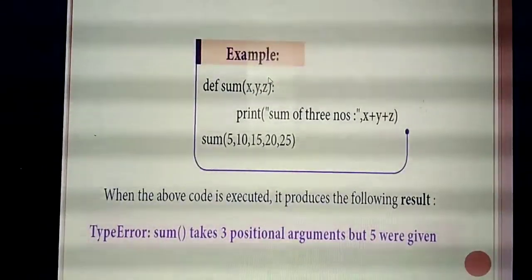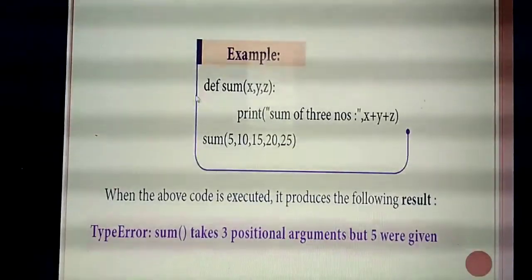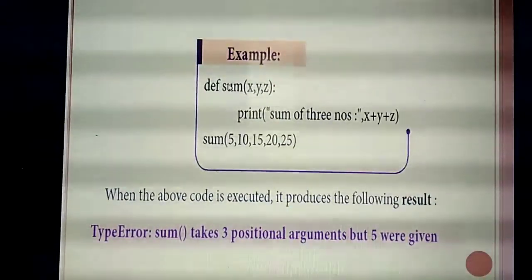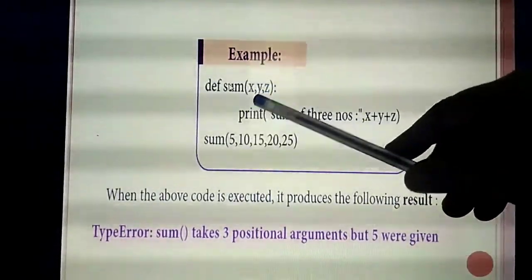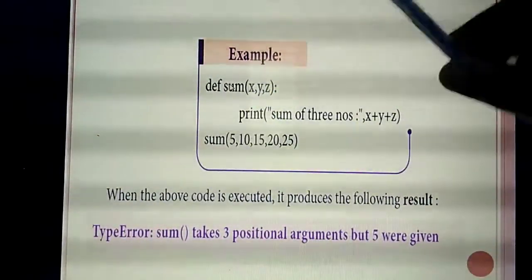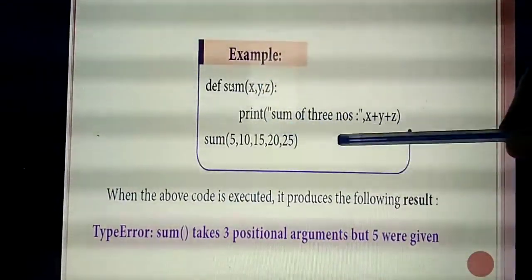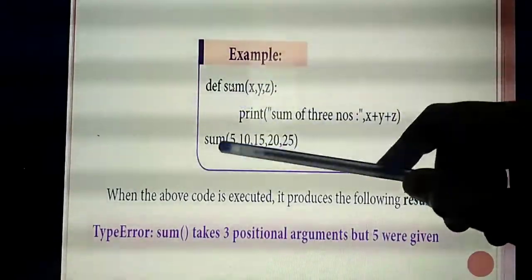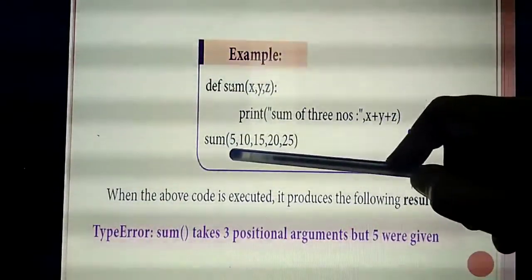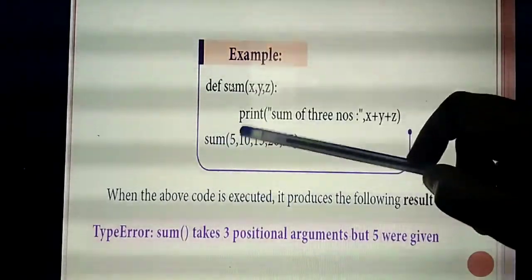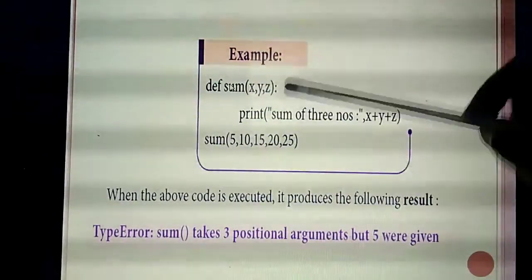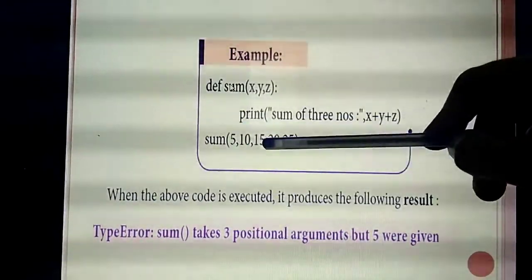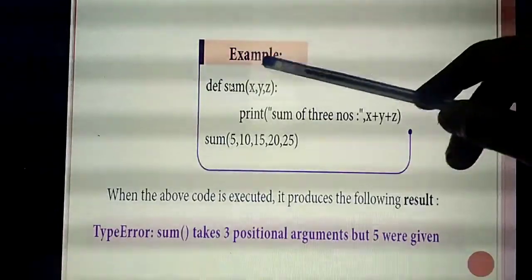Listen to this program, a simple program. What's the keyword? def. What's the function name? sum. How many arguments are they passing? x comma y comma z, three arguments. Now you print the sum of 3 numbers. What numbers do you need to add? x plus y plus z. Then they call the function and pass values for the arguments. In the place of sum, they give 5, 10, 15, 20, 25. But how many values do you need? Only 3 values, for x, y and z.